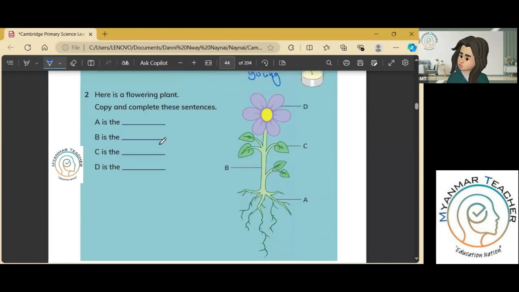Here's a flowering plant. Copy and complete these sentences. I'm gonna give you some time. What is A? A is the root, these roots. I'm gonna give you time for B, this part. B is the stem. I'm gonna give you time for C. C is the leaf, and D is the flower.